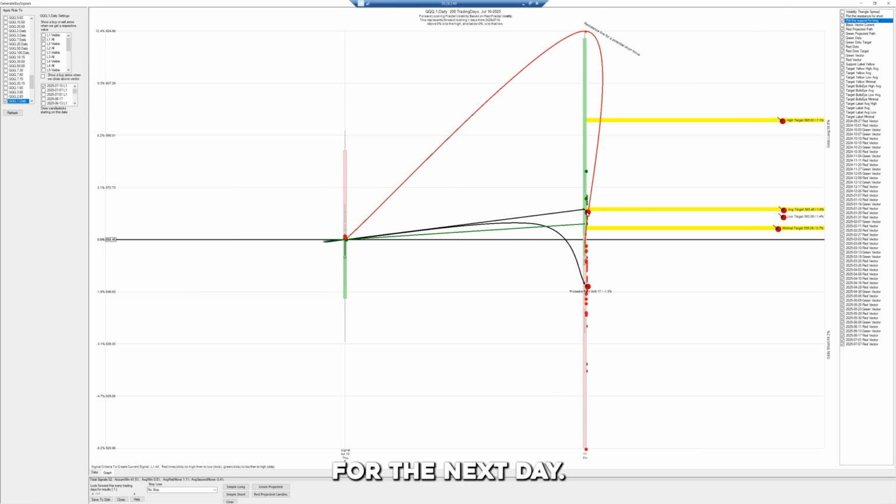This is still for tomorrow, because in the bottom left it has that one in brackets. So all the targets are for the next day. Can you repeat that? Yeah, all these targets are for the next day after this candle, because in the bottom left there's a one in brackets. Correct. Yes, you perfectly got that.